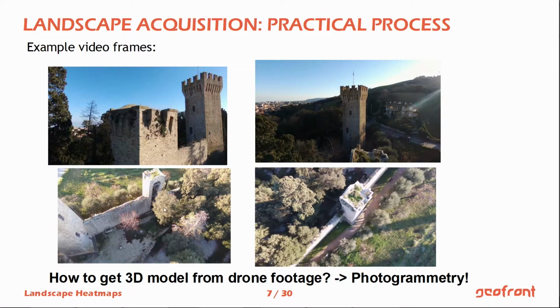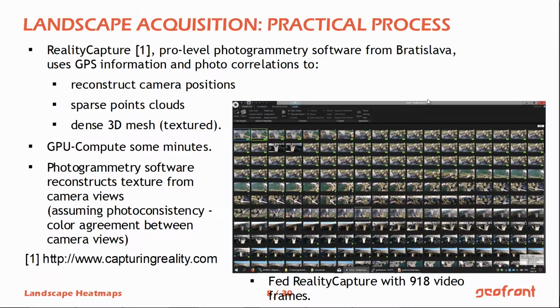The example video frames were of pretty good quality. Some were overexposed, some were not so good, like here. But still, it was good enough footage to feed to the photogrammetry software. For the reconstruction, we used a software called Reality Capture that originates from Bratislava. It's a pro-level photogrammetry software that uses the GPS information from the frames and, of course, the photo correlations between the different video frames to reconstruct the camera positions, to reconstruct sparse point clouds, and then also to reconstruct a dense 3D mesh that is textured.